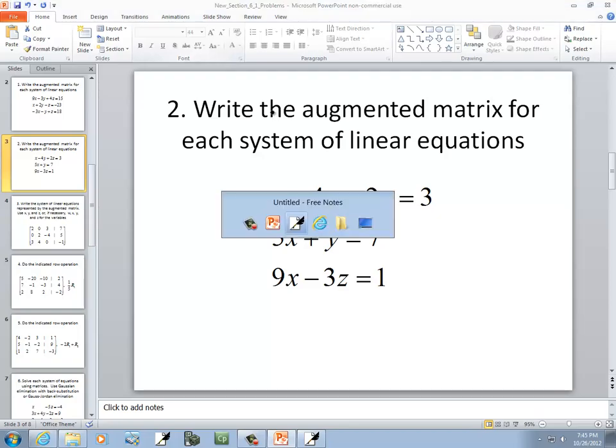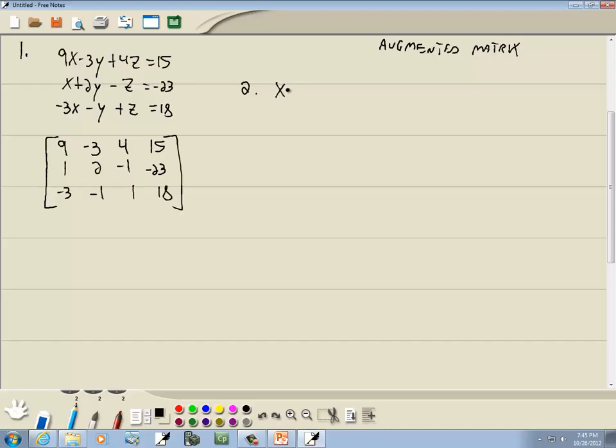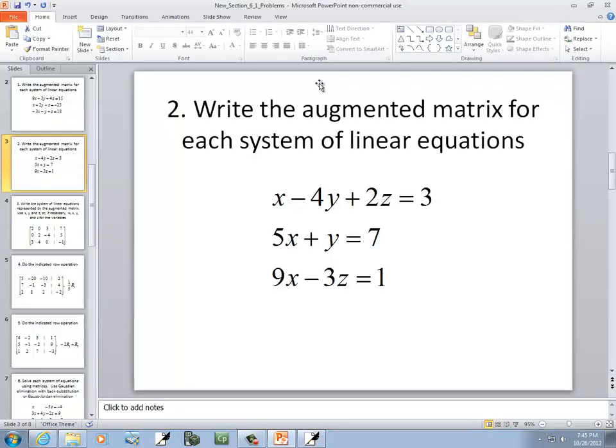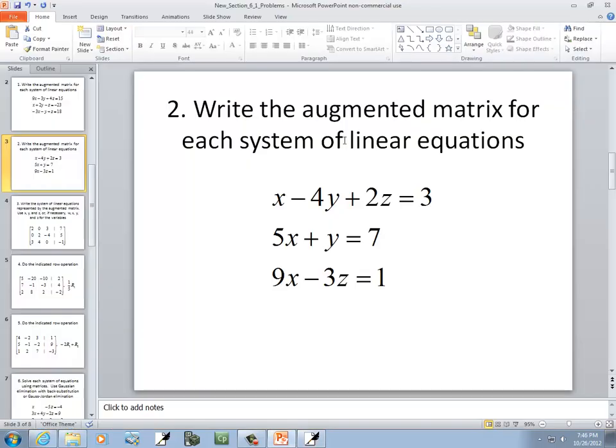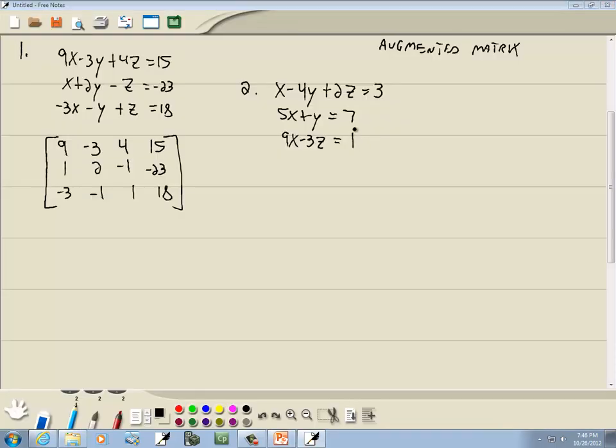Let's take a look at another one of those. We've got x minus 4y plus 2z is equal to 3. 5x plus y is equal to 7. And 9x minus 3z is equal to 1. And assuming I typed it in right, I got all my signs.